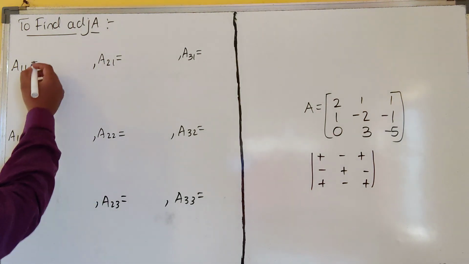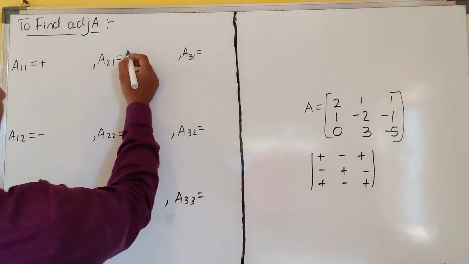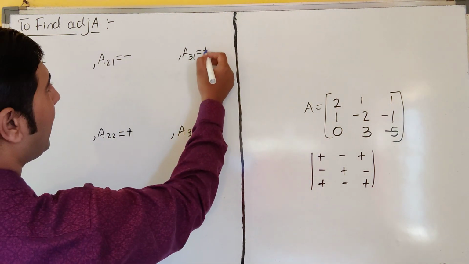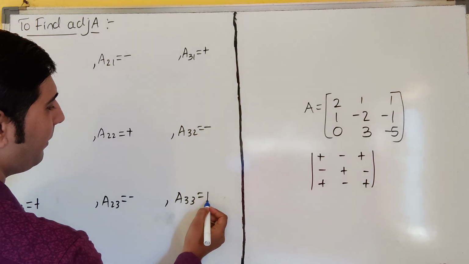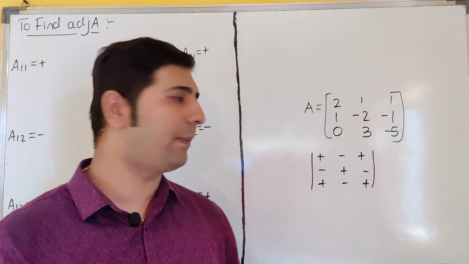So how is it? Plus minus plus. And next is minus plus minus. Plus minus plus, dear students. Clear? So now how to find A11?